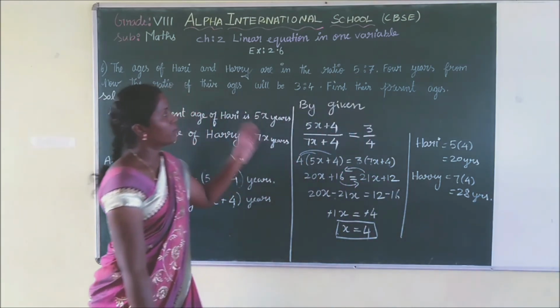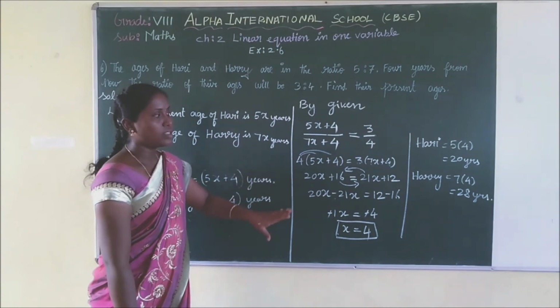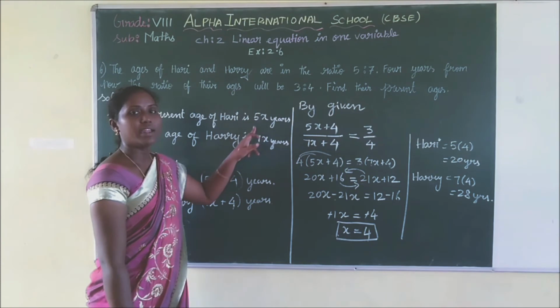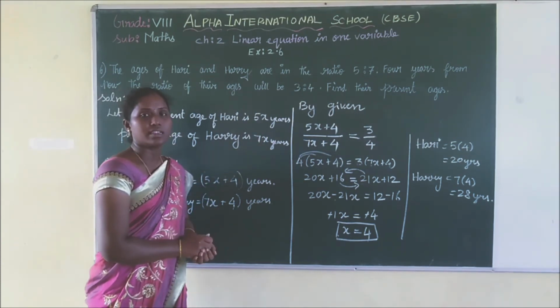So by the given information in the question, we found a linear equation and we solved it and we got the value of x. Using x, we got the present ages. That is, one is 20 years and the other is 28 years.